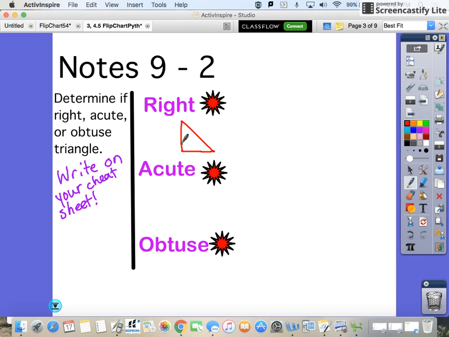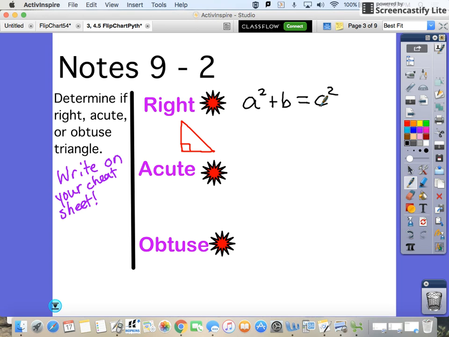Again, right triangles look like this. They have a 90-degree angle. The rule that we've been using is that a squared plus b squared equals c squared. So the two legs squared are the same as the hypotenuse squared. So that's nothing new, that's the Pythagorean theorem.